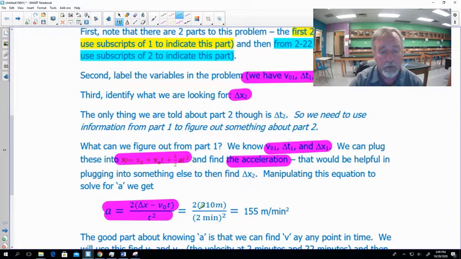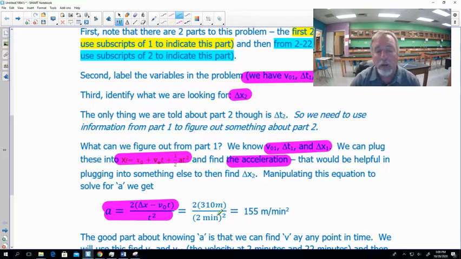So let's plug in our values for our problem. Our delta x is 310. Our v0, though, is 0, so that whole term falls out. At the bottom we just have t squared, 2 minutes squared. Punch that in your calculator, and it tells you 155 meters per minute squared. Notice we have that minute squared in the bottom, so let's keep that squared with our unit.